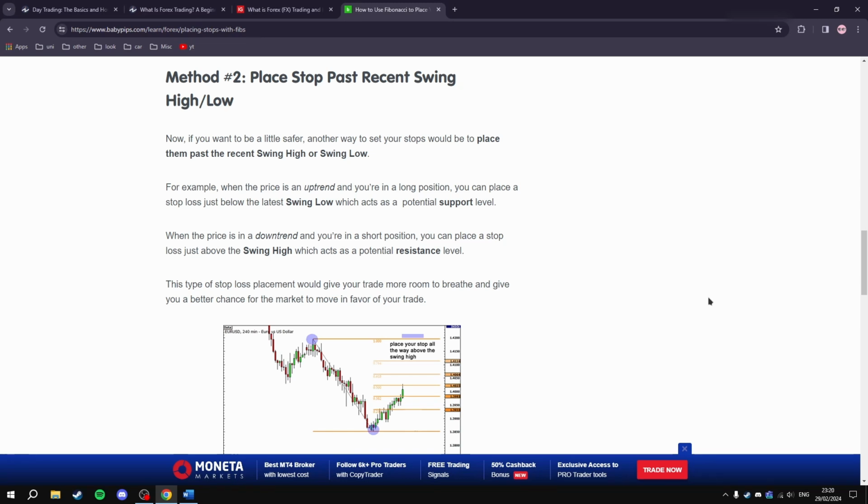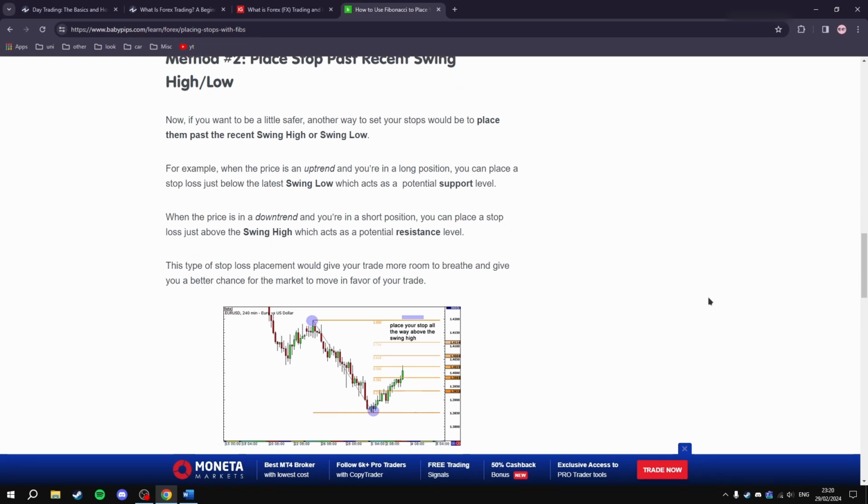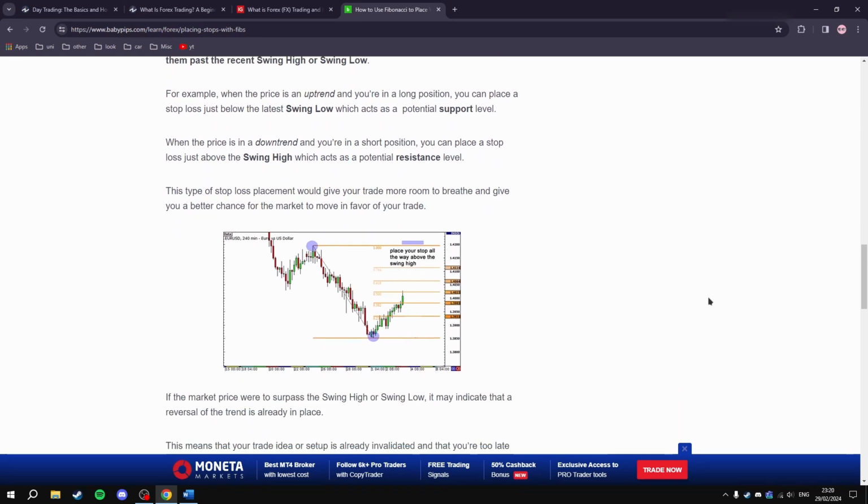This type of stop loss placement will give your trade more room to breathe and give you a better chance for the market to move in favour of your trade.